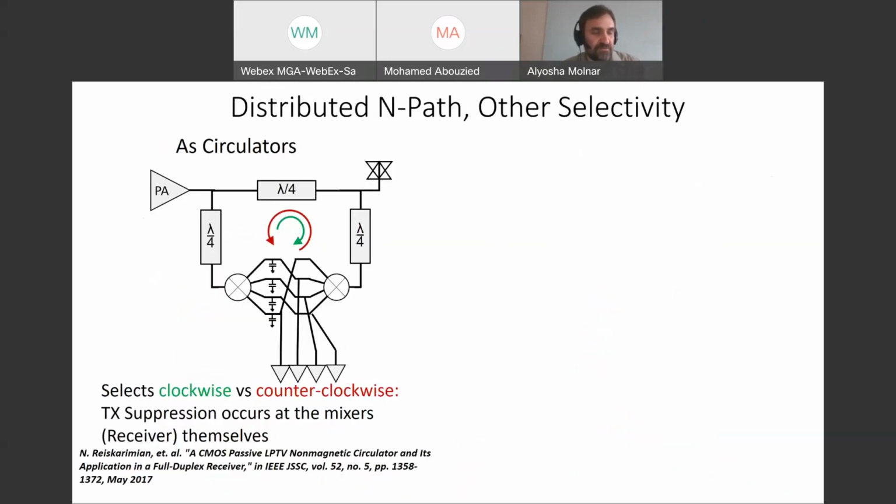But it turns out you can even go beyond that. You can use these to do other kinds of selectivity. Harish Krishnaswamy's group at Columbia showed, in the last 5 or so years, that you can use these same structures now to do selectivity in terms of direction of propagation around a loop. So you can use it as a form of circulator. And in this case, it suppresses the signal going one way and passes it in the other, but it's still the same underlying structure with the same sort of properties.